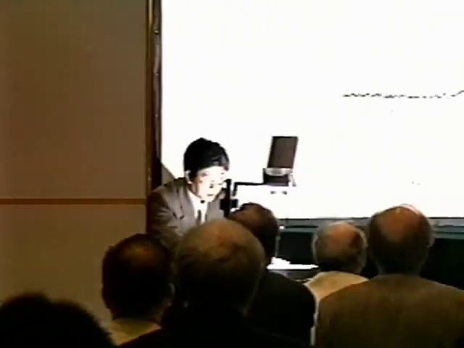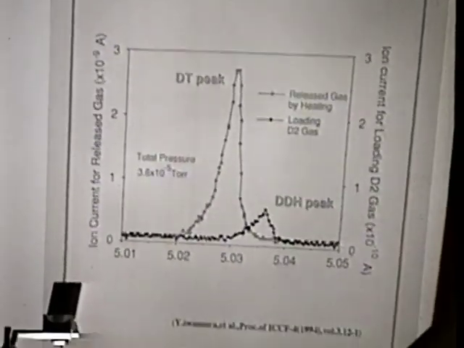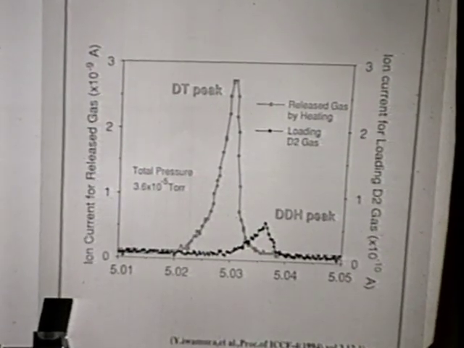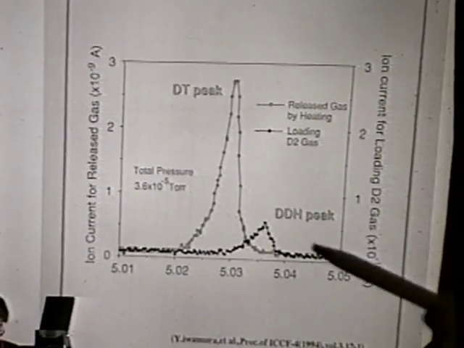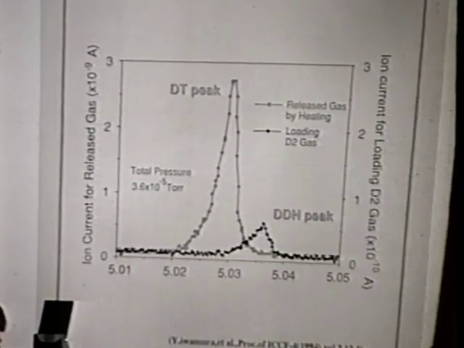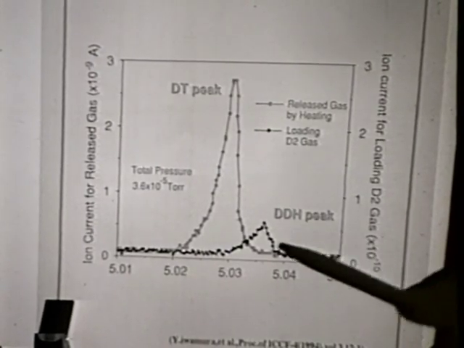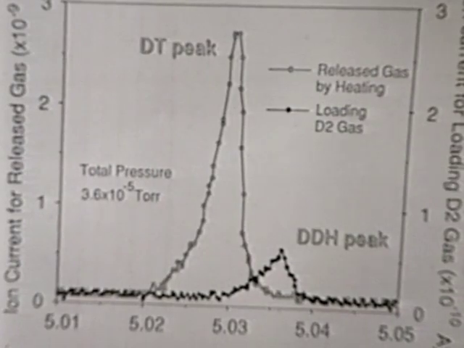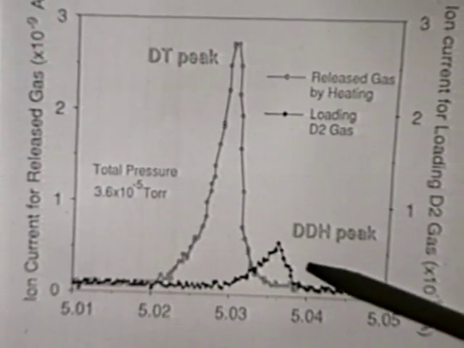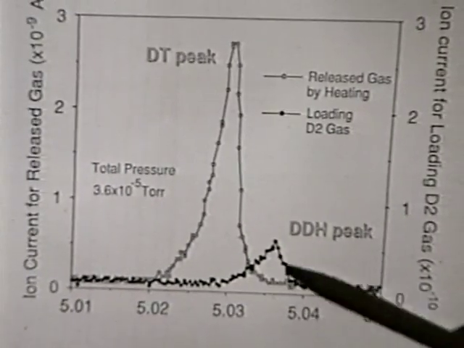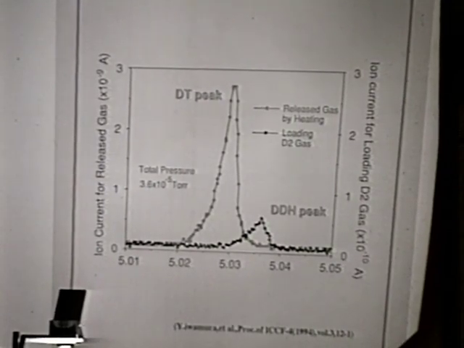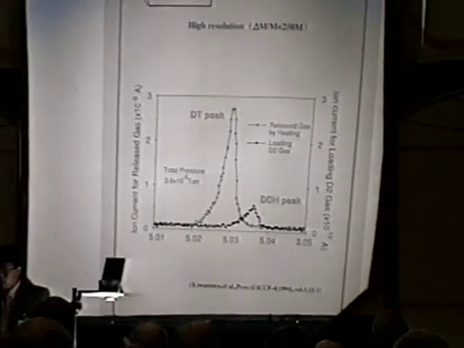This is data for gas analysis obtained by our experiment. The horizontal axis is mass number and the vertical axis is ion count for the released gas. This is the data for the loading gas, the D2 gas spectrum. And this one is obtained from the gas during heating. So we can specify the DT gas breathing.